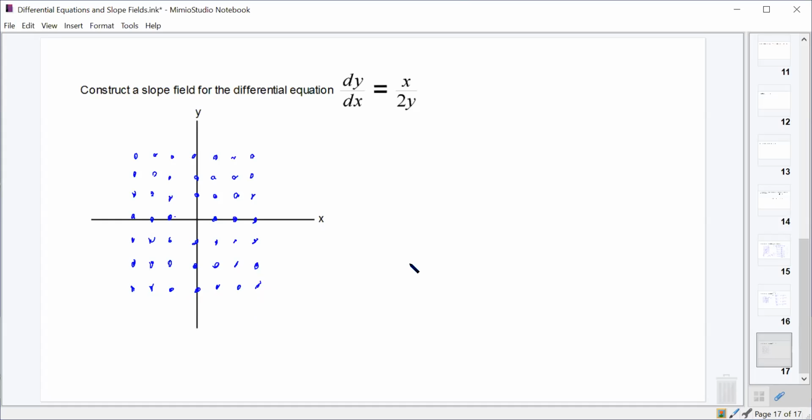So the first thing that I would normally do on any that are a product or a quotient of x's and y's is figure out what makes it 0 and what makes it undefined. So it should be 0 if x is 0, but y not equaling 0, which is why we're not at the origin. And it should be undefined or vertical whenever y is 0, but x is not 0. Everybody good with those first ones?